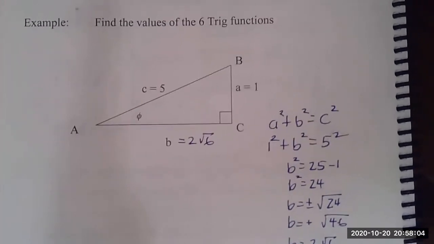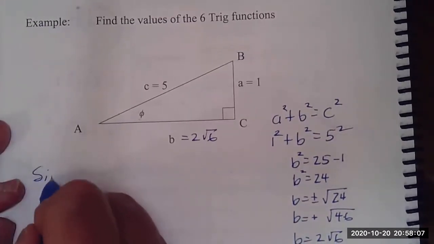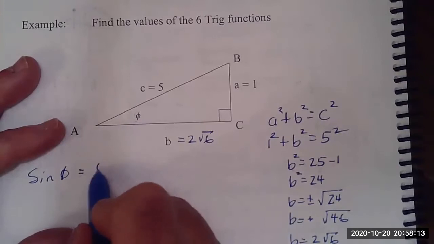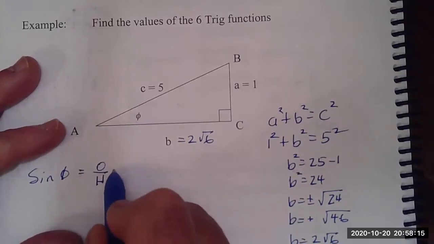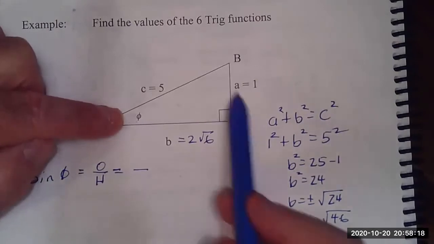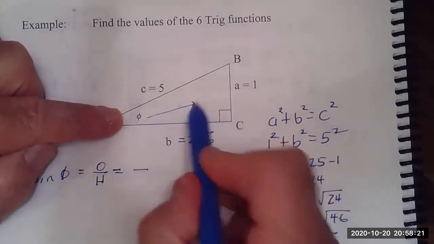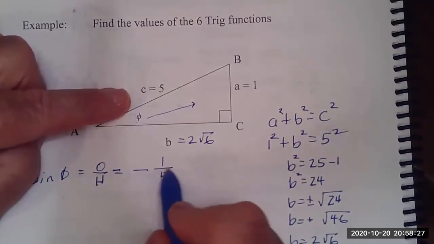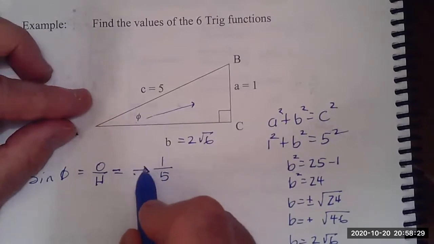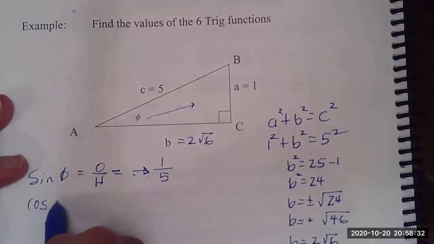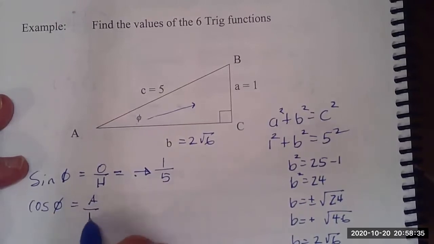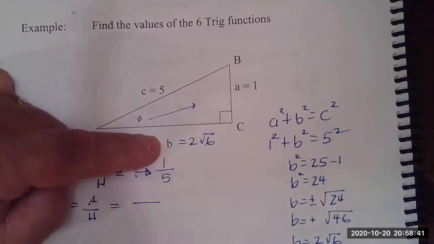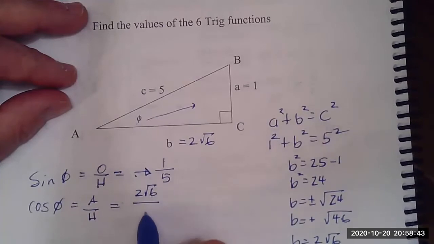So here we go. We want to find the 6 trig functions. Let's start with sine again, sine of this phi. Again, it's opposite over hypotenuse. From phi, opposite is looking this direction. That's opposite, so that would be 1 over the hypotenuse, which is 5. Cosine of phi is adjacent over hypotenuse. Adjacent is 2 root 6, and over 5.